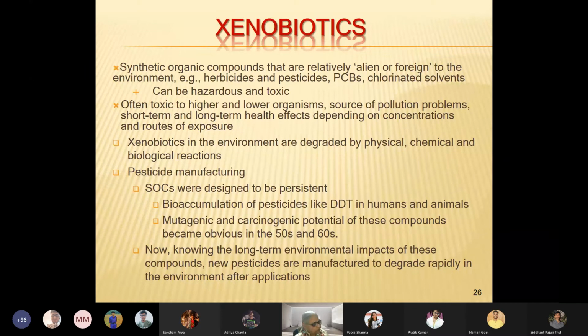So if I am using some chemical in my environment, that chemical should not be there for more than, let's say, 24 hours or 48 hours or whatever it is. So it should degrade rapidly after it is applied.